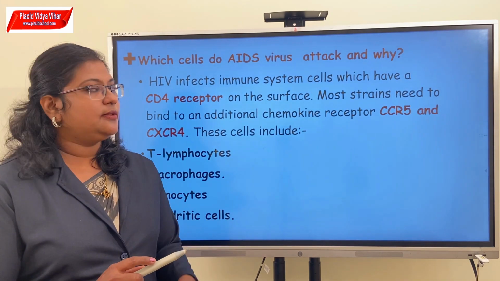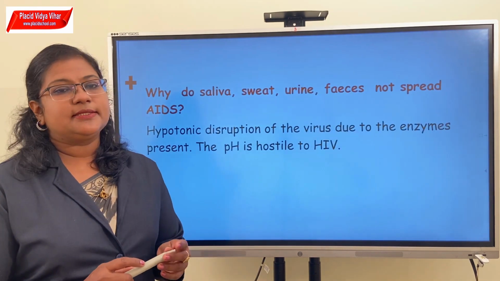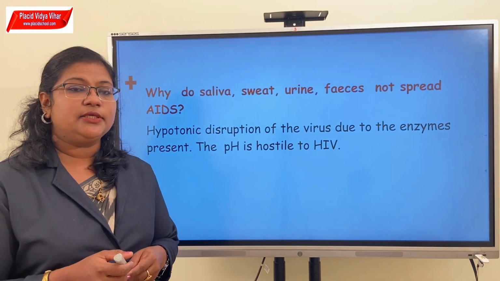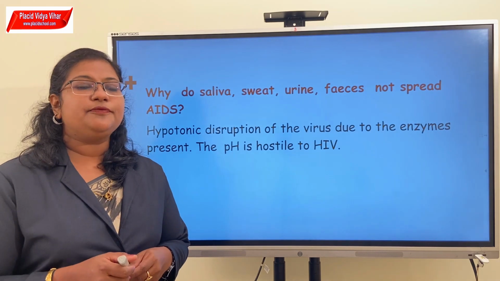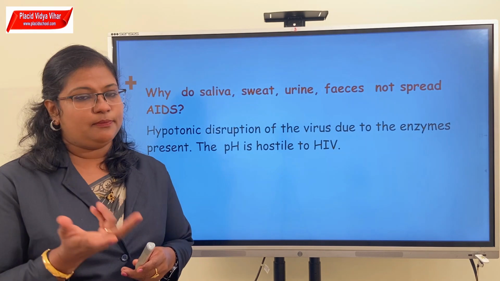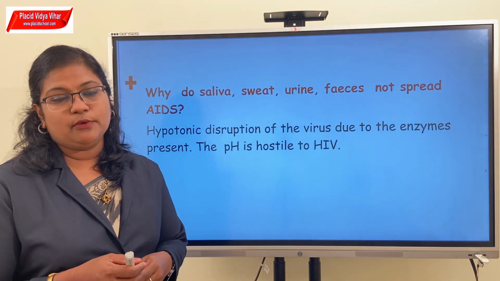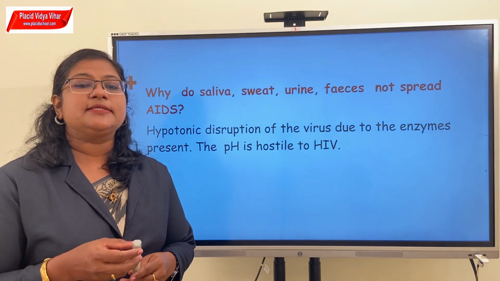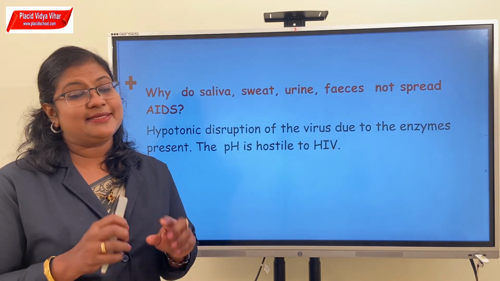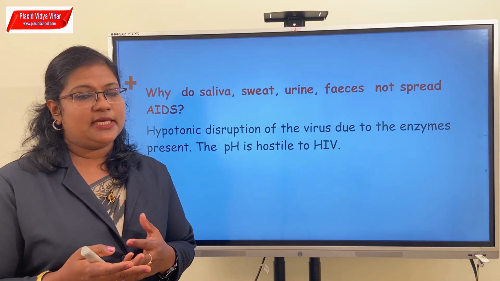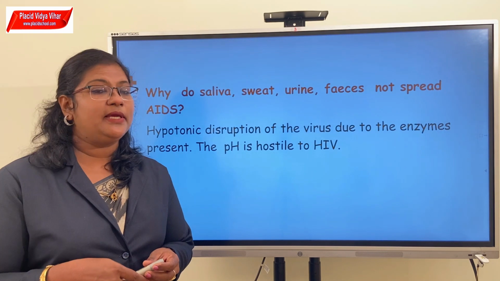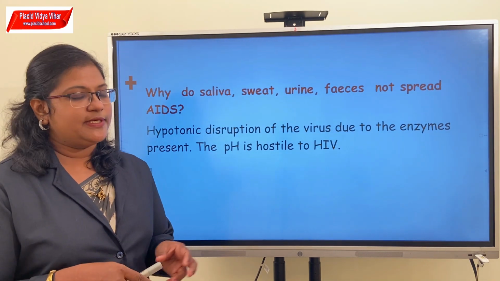Another question which can come to your mind is, why do saliva, sweat, urine and fecal matter not spread AIDS? The reason for this is not yet clear, but they say that at the pH of these body fluids, the AIDS virus will get disrupted. There is a hypotonic disruption of the AIDS virus. The cell will burst due to lysozyme and some enzymes present in these fluids. As a result, the AIDS virus will not be able to survive in these fluids.